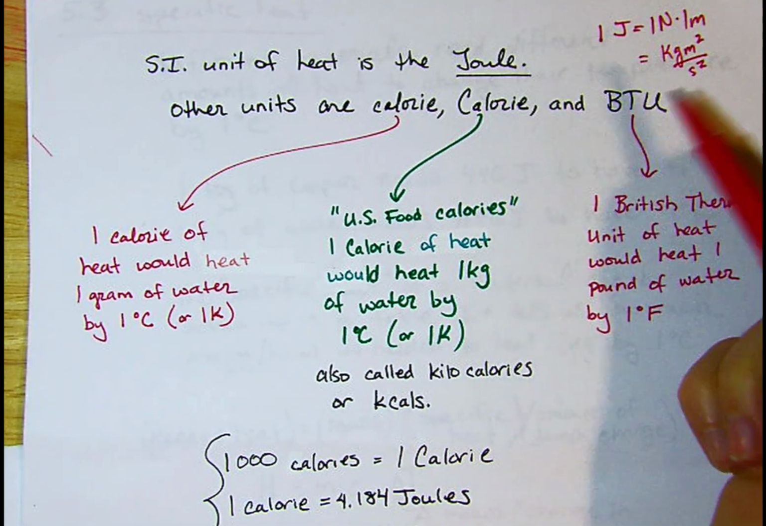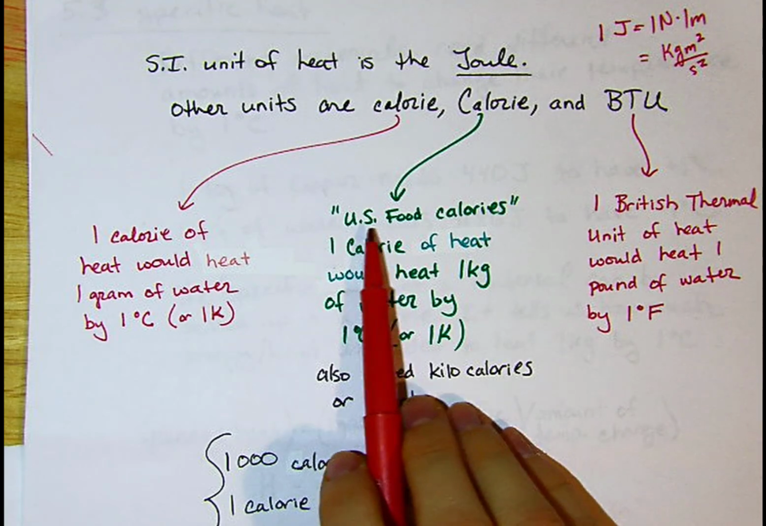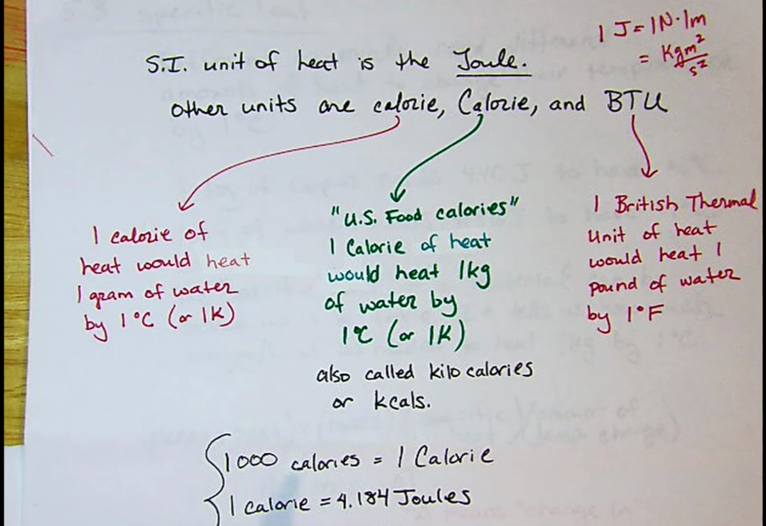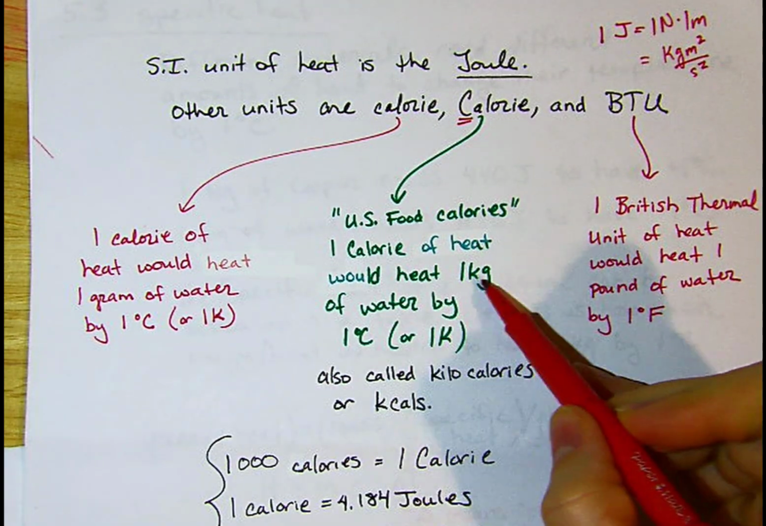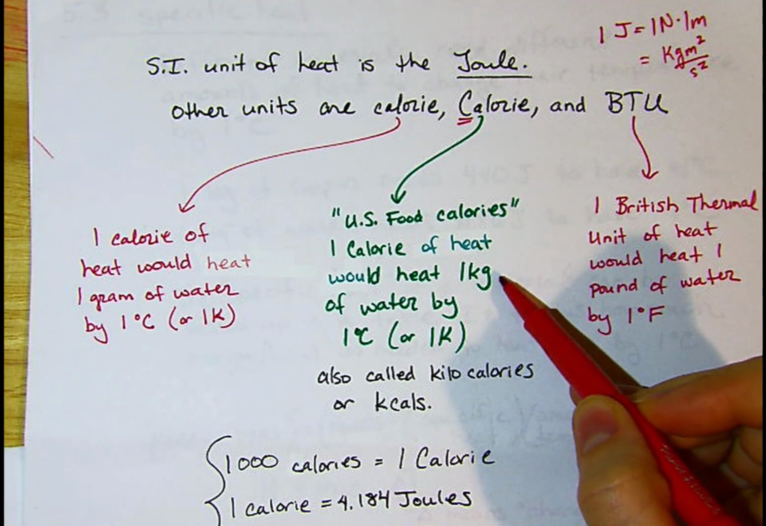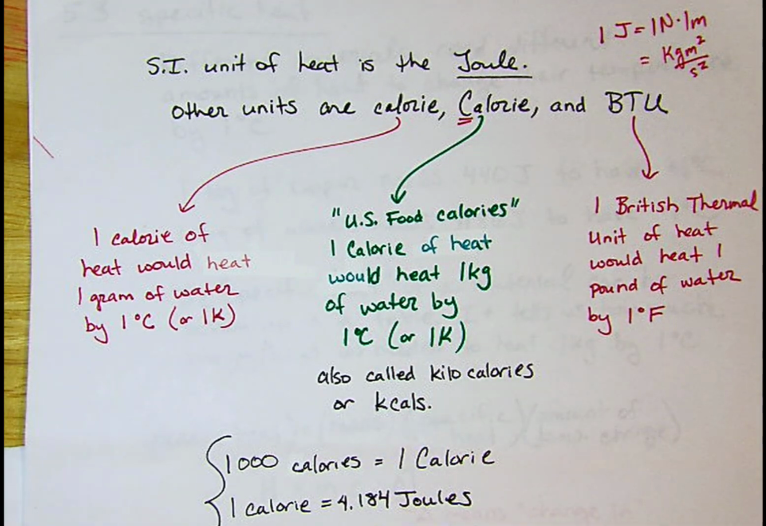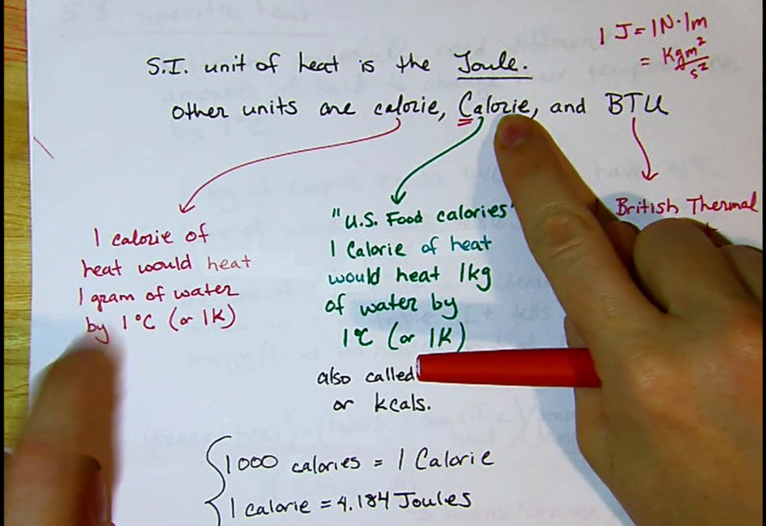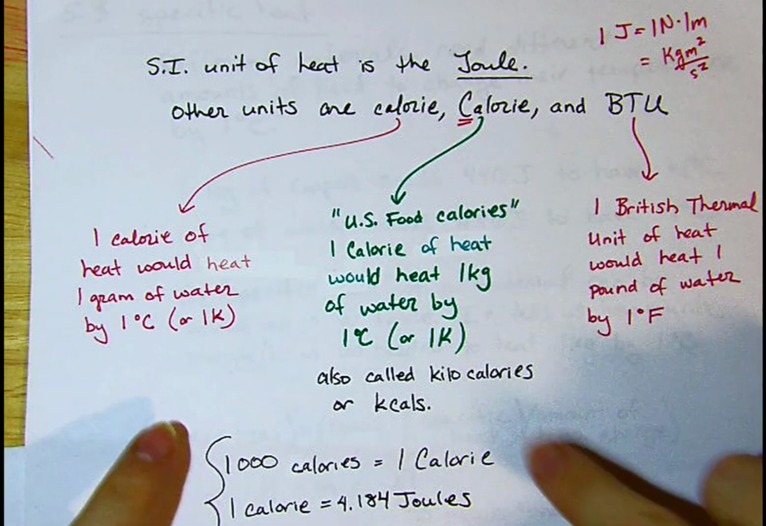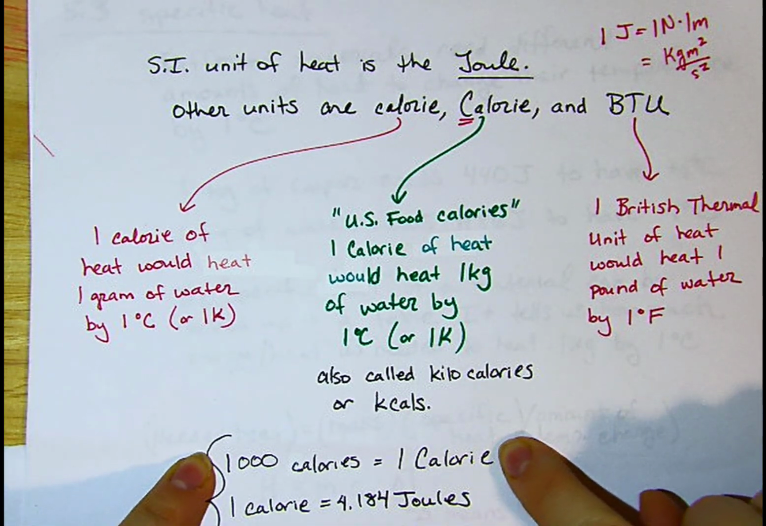Then we have capital C calories. I labeled these as quote-unquote US food calories, because if you look at your cereal box, it'll tell you how many calories it has per serving, like 200 calories. But that is with a capital C. 1 calorie with a capital C could heat 1 kilogram of water, which is a liter of water, by 1 degree Celsius. So you notice that here it was 1 gram, now it's 1 kilogram. So this calorie is 1,000 times bigger than that one. So there's that conversion written out for you.